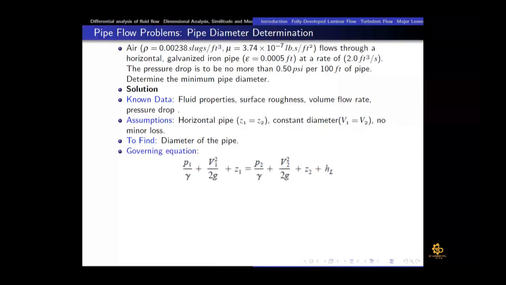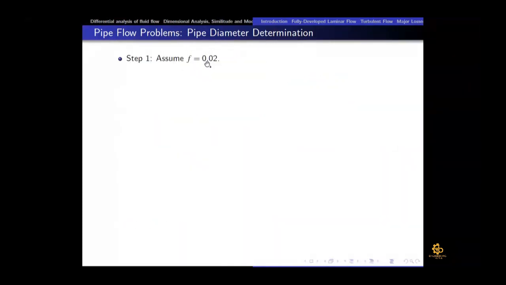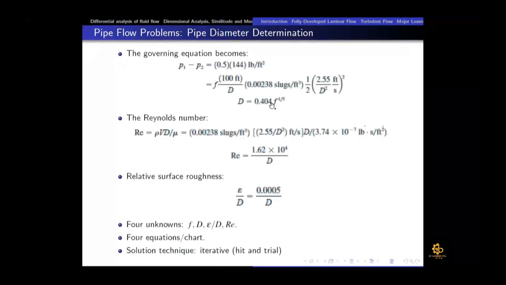So assume f is equal to 0.02, and then once we get friction factor 0.02, we can calculate the diameter. How can we calculate that? Because we know that diameter is equal to 0.0404 times friction factor raised to the power 1 upon 5. From there we calculate the diameter. Once we calculate the diameter, we can calculate the Reynolds number, right?